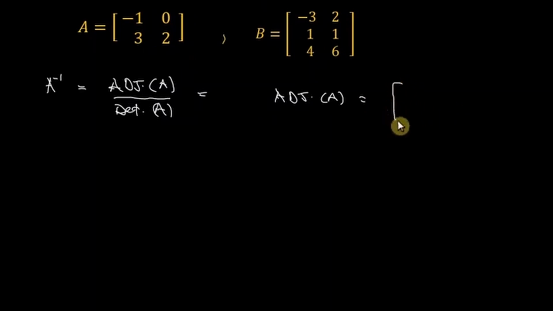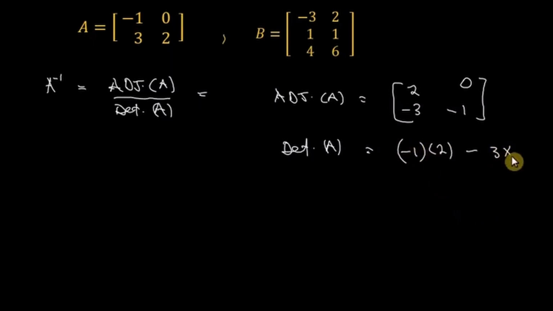So let's just demonstrate. We switch around the leading diagonal elements. So 2 goes up here, negative 1 goes down there. Then we change the sign of these two non-leading elements. So this remains as 0 and this remains as negative 3. So that's our adjoint matrix. And our determinant is simply the product of the leading diagonal elements minus the product of the non-leading diagonal elements, which becomes negative 1 times 2. You subtract 3 times 0, so that becomes equal to negative 2.